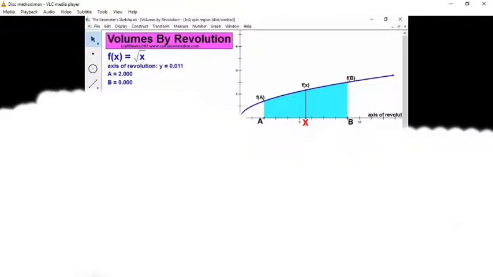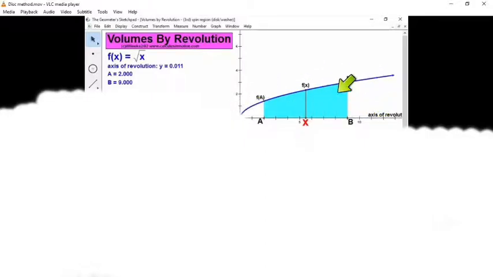Normally, the problem we just did starts like this. They only give you a function, and they tell you it's revolving around such and such. Now here it says y equals 0.011. That's because I couldn't get my volume of revolution exactly on the x-axis, but we're just going to say that this is y equals 0. So that is right here on the x-axis, y equals 0.